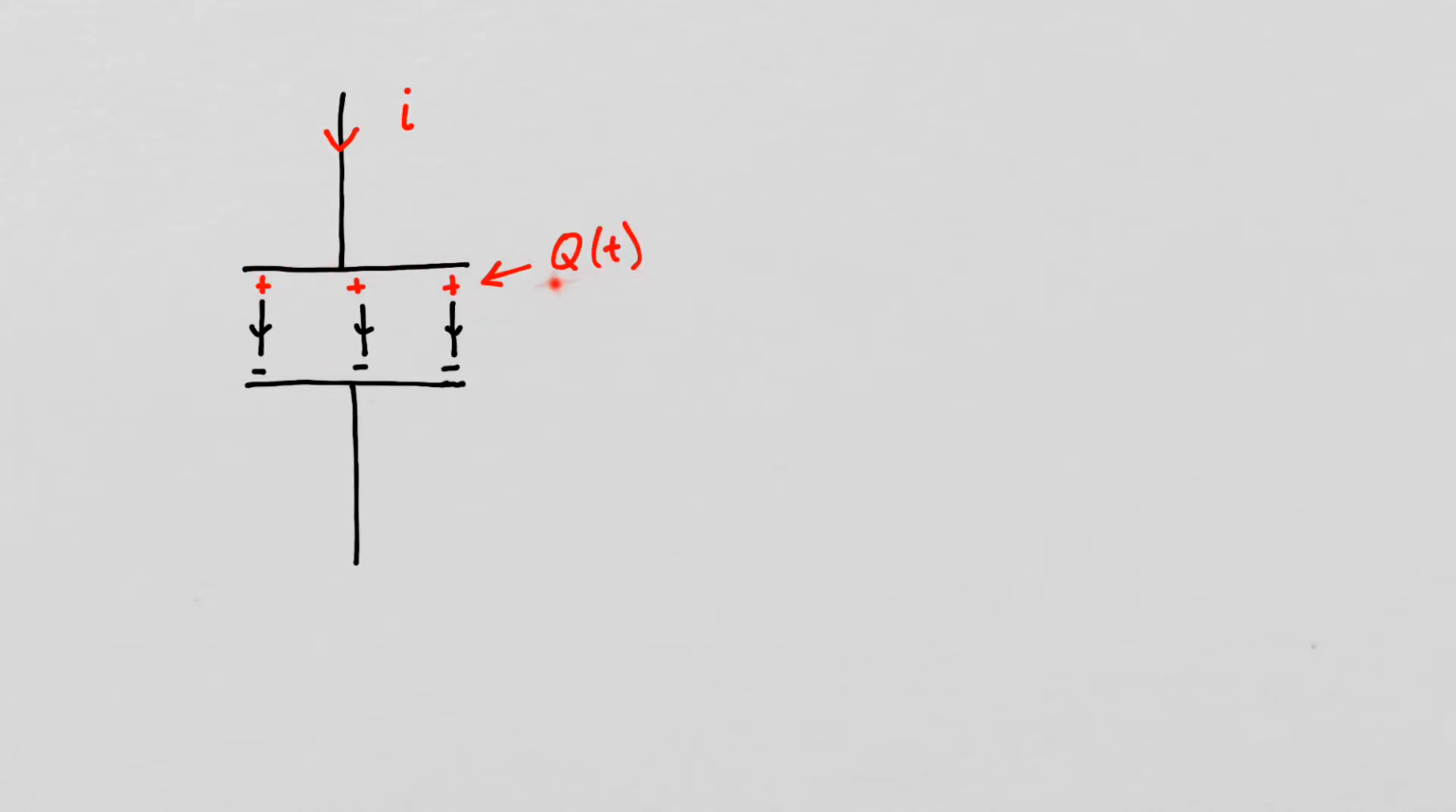That increase in charge, that dq/dt, is going to equal the current that's flowing. If the current flowing is 1 amp, you're adding 1 coulomb per second to the plate, so dq/dt will be 1 coulomb per second.